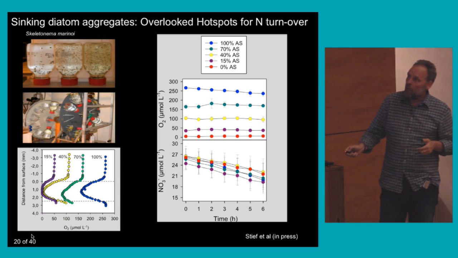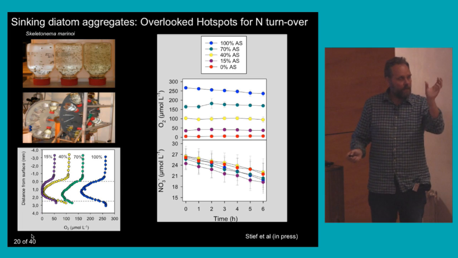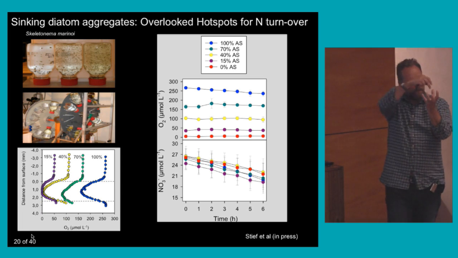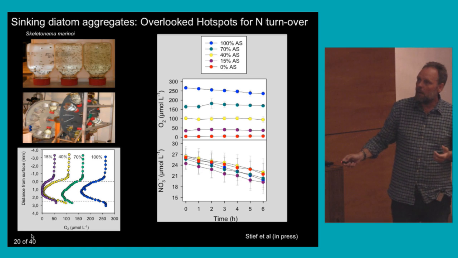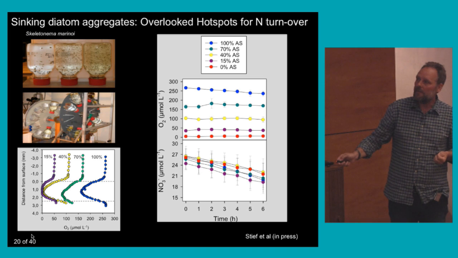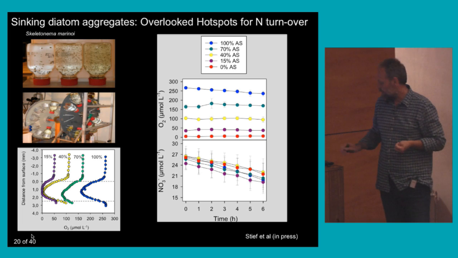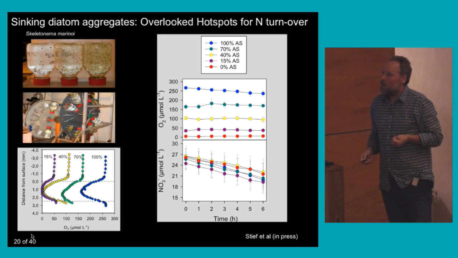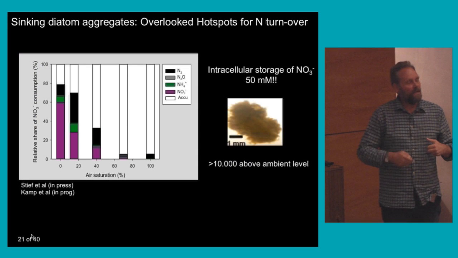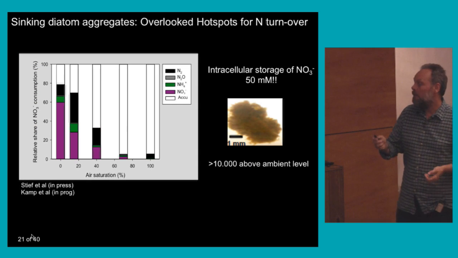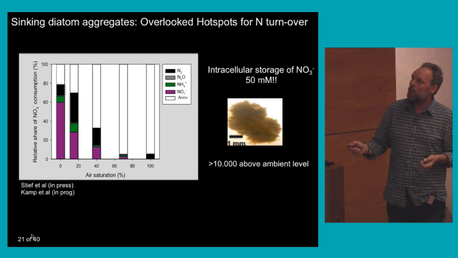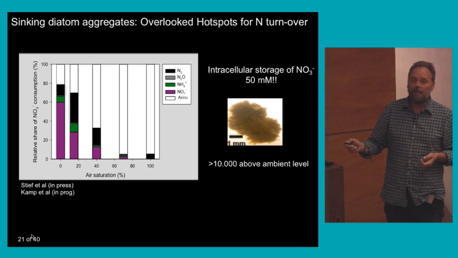When we measured oxygen profiles through the aggregates as they were sinking, which you can do by putting them in a special jet stream and then measuring profiles through them, we could see they were oxygen depleted in the center. When you get down to oxygen levels of about 15%, they'd actually become anoxic. The threshold was actually 40% here, where we saw the first aggregates with anoxia. So what happened to that nitrate that was taken up? By using various combinations of N15 labeled incubation techniques, we could quantify where the nitrate went.